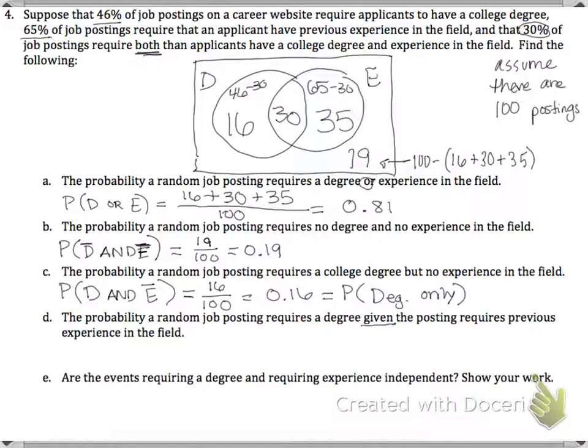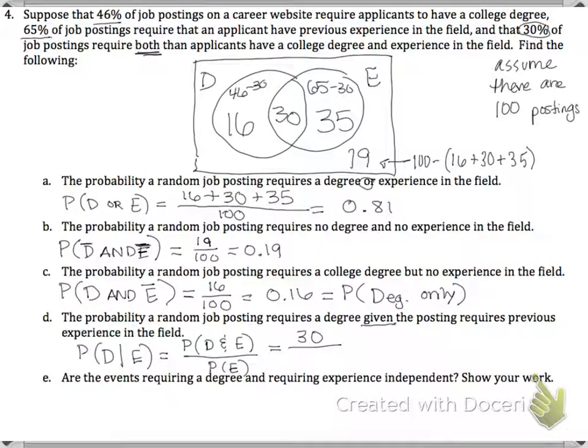Part D says, find the probability a random job posting requires a degree given it requires experience. So that looks like this. The probability it requires a degree given it requires experience. Now, that formula has the probability of both in the numerator. So that's a degree and experience divided by the probability that the job requires experience. So degree and experience is the literal overlap in this picture, and that's the number 30.